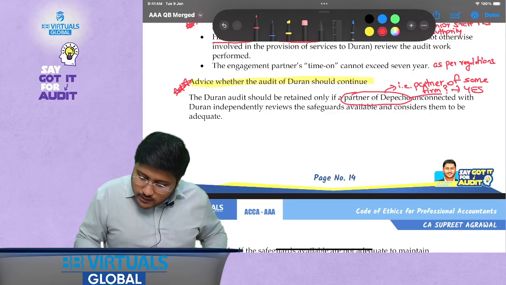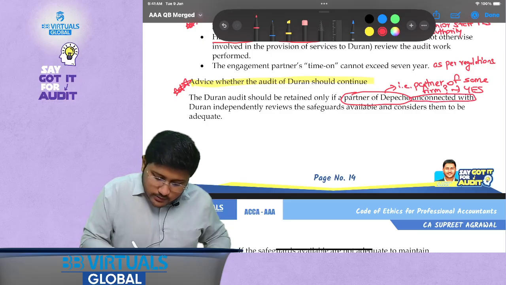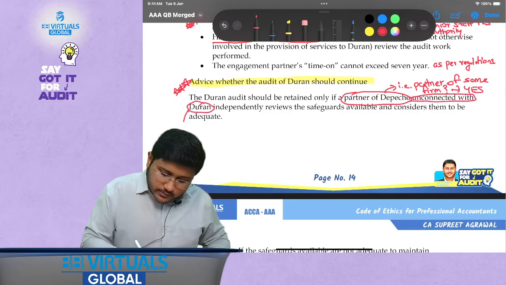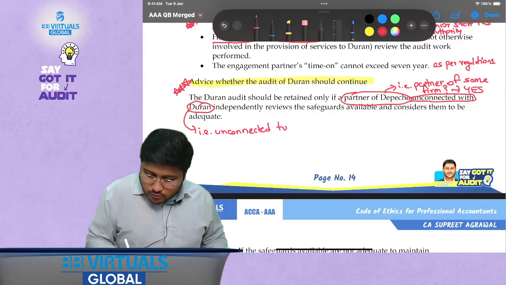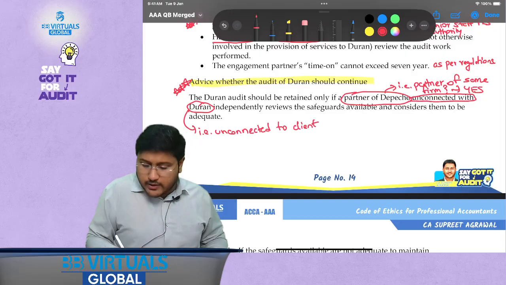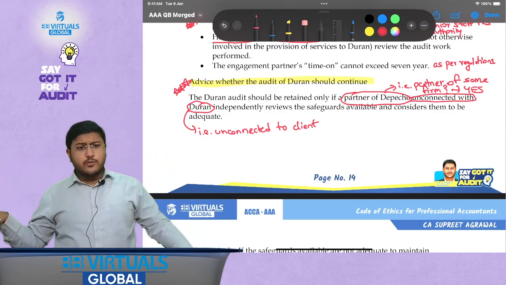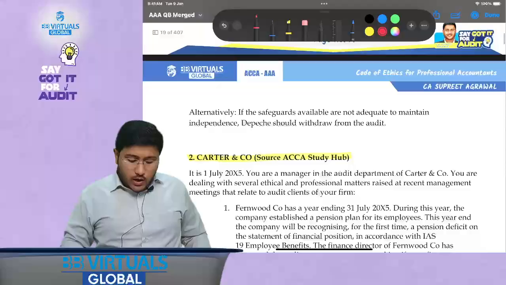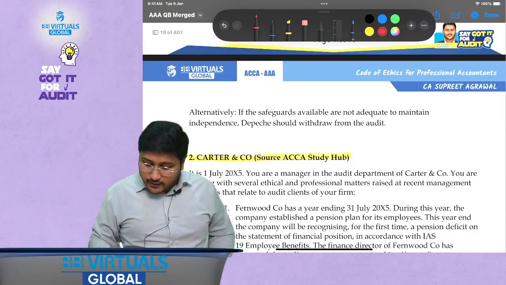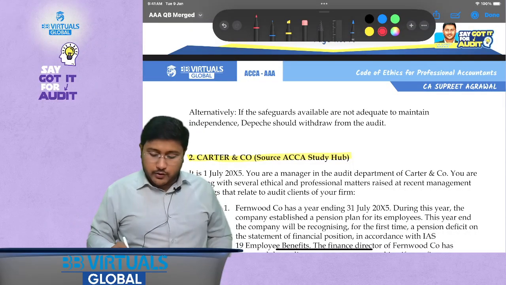But unconnected with Duran, that is, unconnected to the client. Now that person will not be manipulated by these bonuses or anything, so that is why they will be the right person to review it. Alternatively, if the safeguards are available but not adequate, the partner should withdraw from the audit.